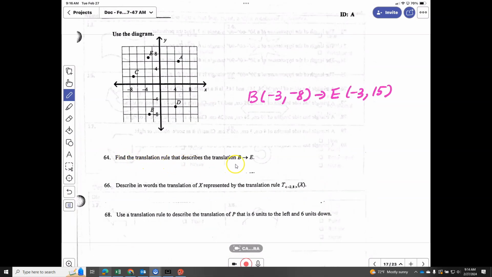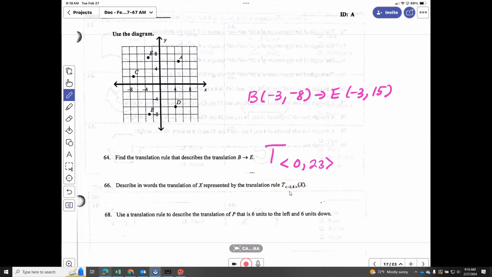Find the translation rule that describes from B to E. And of course, you notice that the x's stay the same, so that's 0 because it doesn't move in the x direction. But it does move up. The question is, how many units does it move up? You have to add something to -8 to get you to 15. So you have to add 23. You have to add 23 to -8 to get 15. So all I did is I added 15 plus 8, so I have 23. So 23 plus -8 gives you 15. Describe in words the translation of x represented by the rule -2, 8 of x.